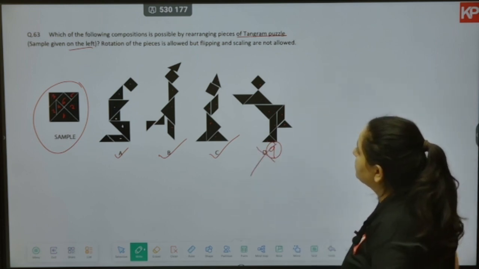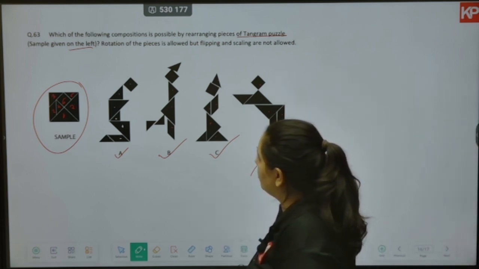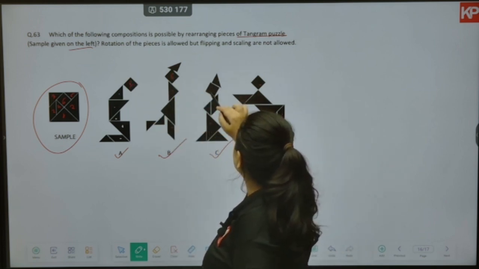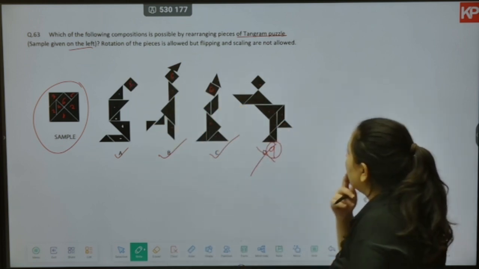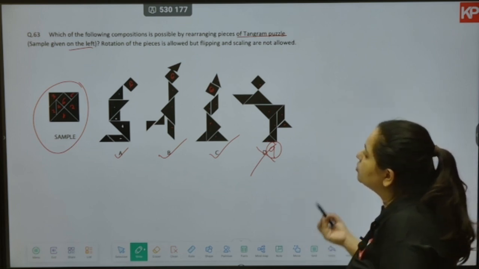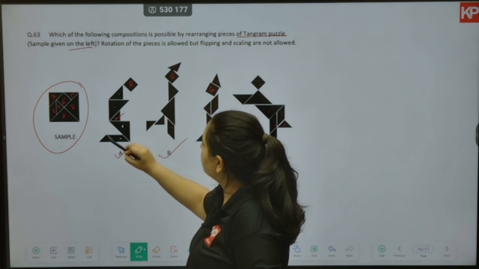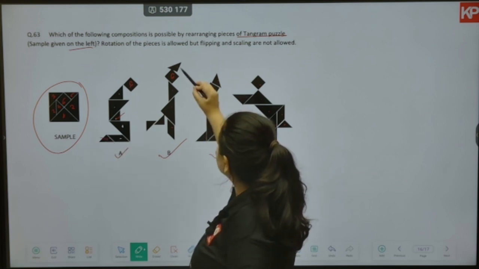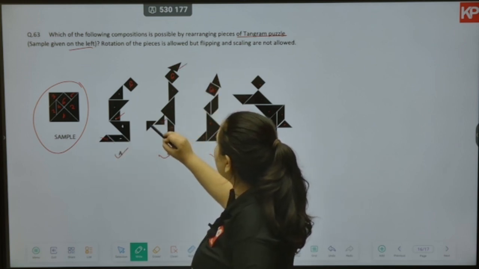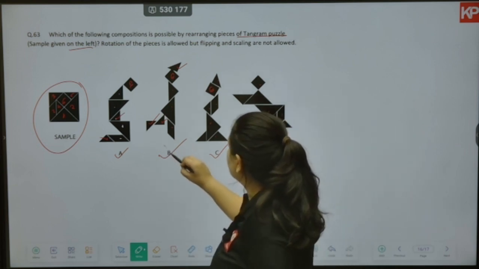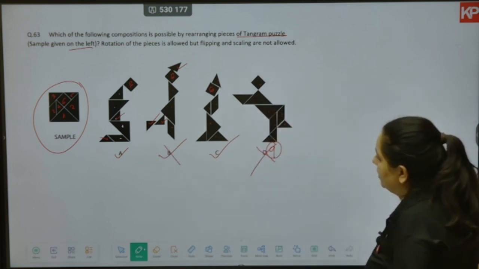Okay. Now let us check whether there is a square or not. That is 6. We have a square here, we have a square here, we also have a square here. Okay. Let's check whether it has 2 small triangles or not. We have 1 small triangle, 2 small triangles, but we have a third small triangle as well, which is not allowed. So B has also been eliminated from here.